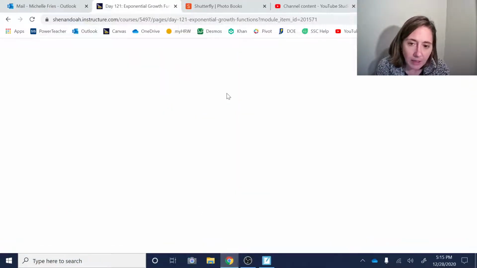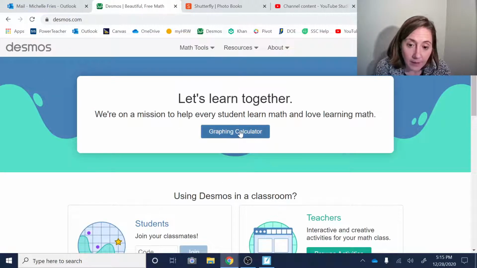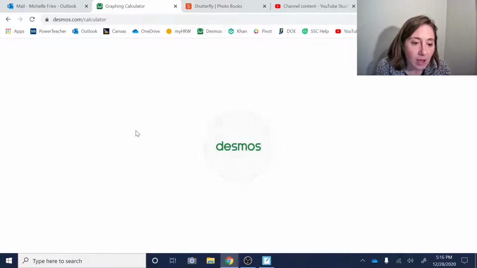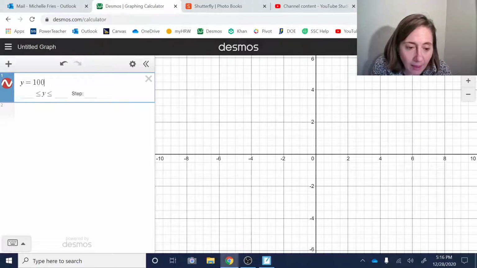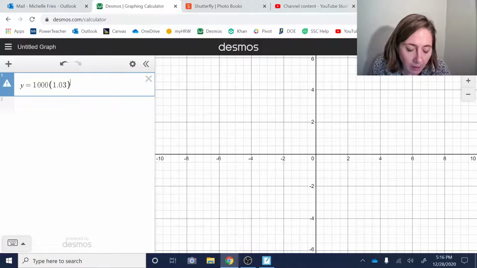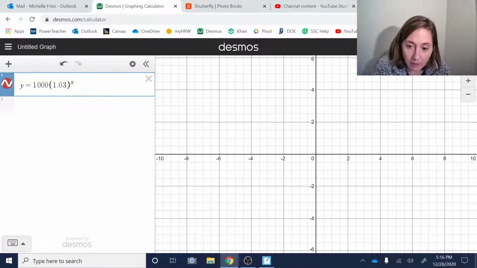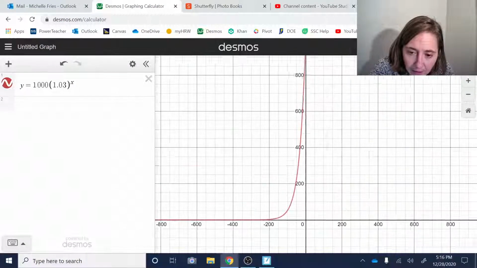Okay, so I'm going to go over here. Oh, I thought I had it up. I guess I don't. Desmos. So let's graph the function y equals 1,000 times 1.03 to the, I'm going to put an x in there so Desmos understands what I mean. Can't see anything right now, so I'm going to zoom out a bit so I can see it.